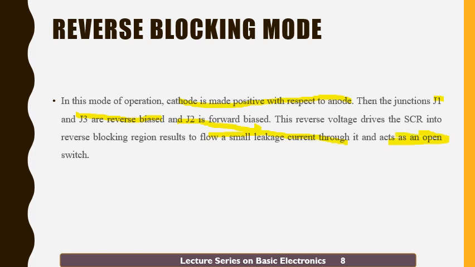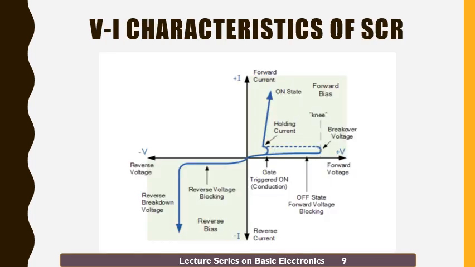And again, this happens till the voltage reaches the reverse breakover voltage. Once the reverse breakover voltage appears, at that time the avalanche breakdown happens and you will be getting a large amount of reverse current flowing in the device. Okay, so this is again what we have seen. So this is the forward blocking state, this is the forward conducting state, and this is the reverse blocking state.